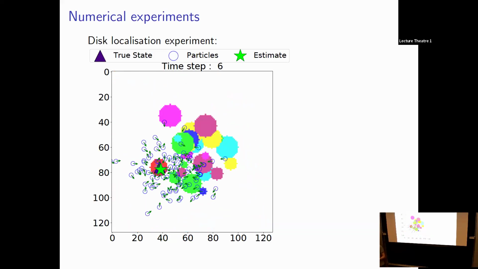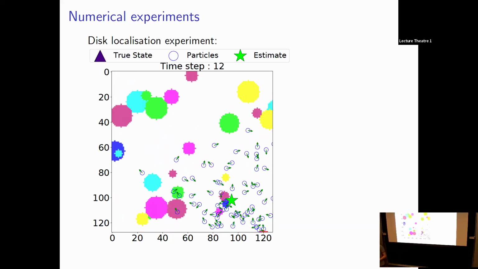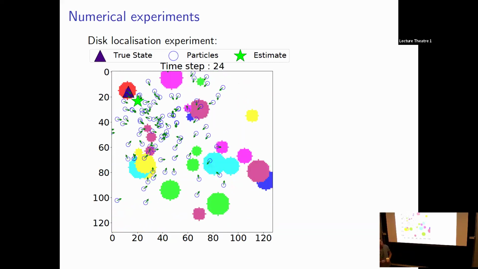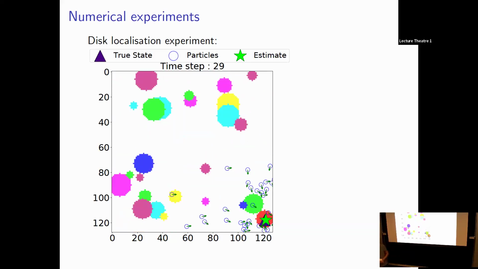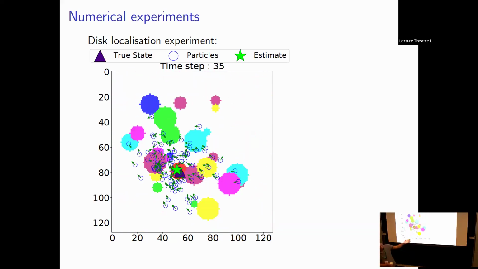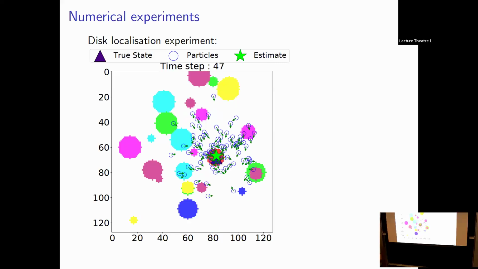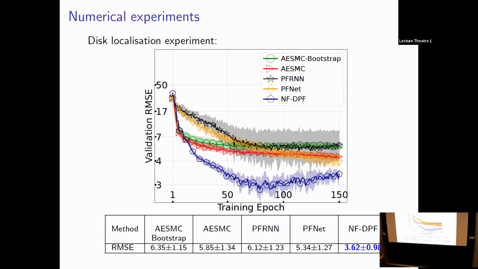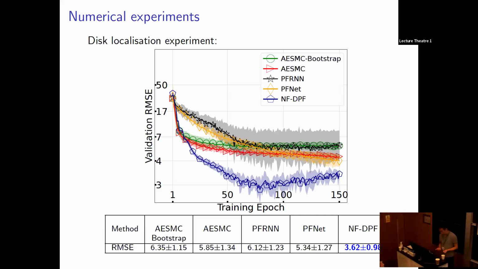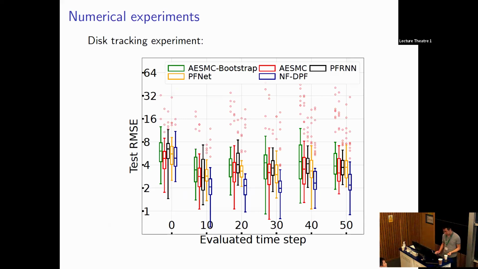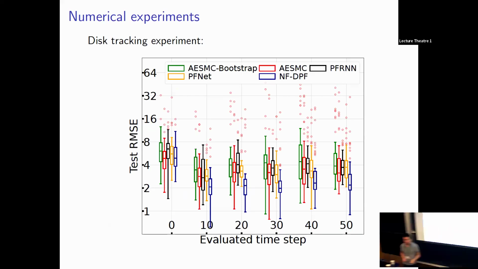Then there is an offline training stage to learn the dynamic model and the measurement model, and you perform the normal particle filtering procedure. You can see that quite quickly the particle mean starts to converge to the true target. If we compare the performance, the normalising flow differentiable particle filter has the smallest root mean square error compared to the other methods, and in testing it also has the smallest error.